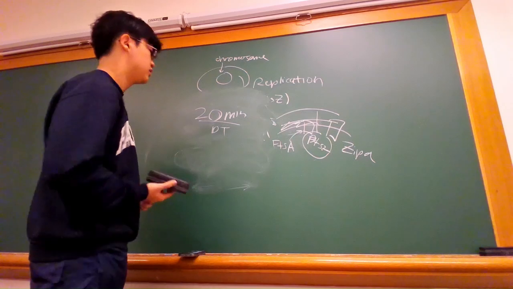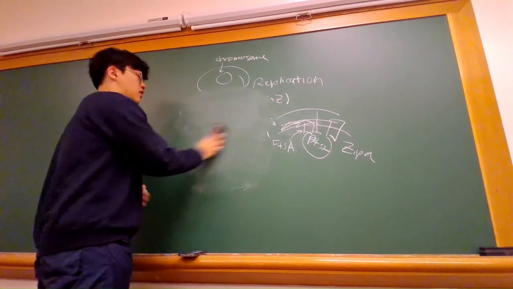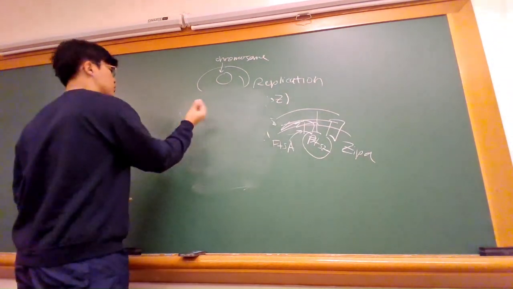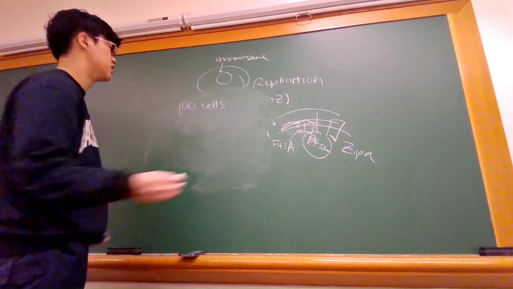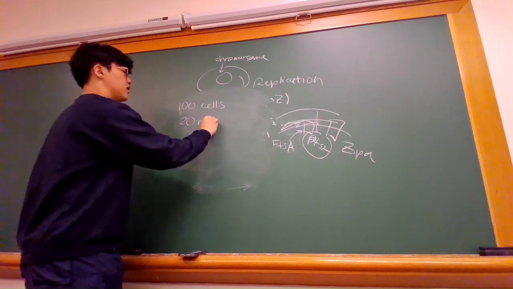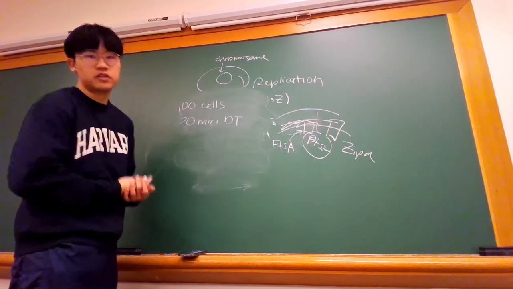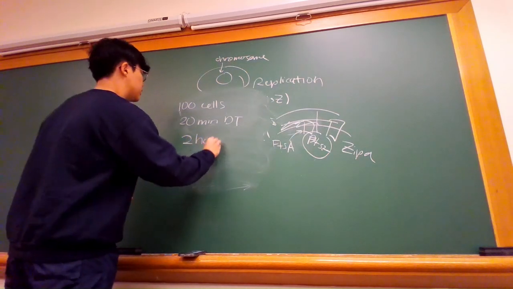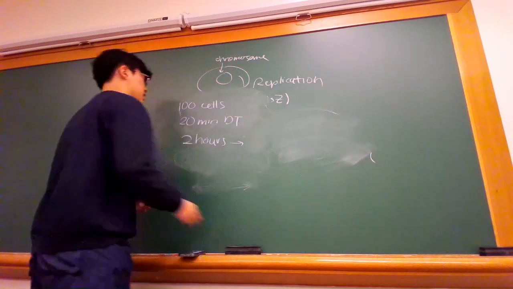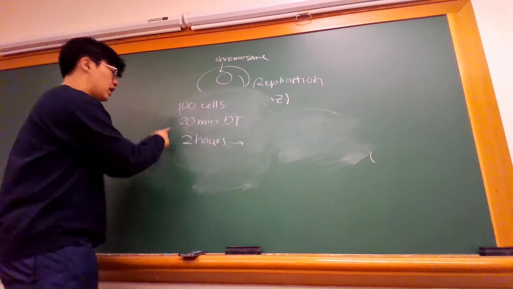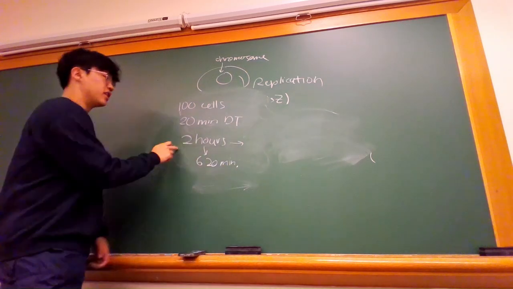And this means that sometimes you have to do a calculation for how many cells there are at a certain time point. So let's say they tell you to start with 100 cells, and it's E. coli, so let's say the 20-minute doubling time. And then let's say they ask, after 2 hours, how many cells will there be? So if you want to calculate how many cells there are at the end, basically, there's 6 20-minute increments in 2 hours.